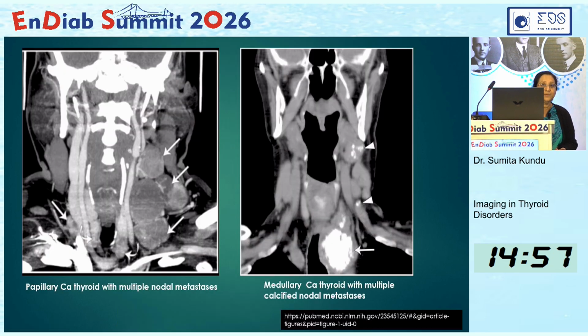CT scan and MRI both are helpful in evaluation of the extent of metastasis in thyroid malignancies. For instance, this is a papillary carcinoma of the thyroid showing multiple nodal metastasis. This is a medullary carcinoma of the thyroid with multiple calcified nodal metastasis. You can see multiple nodes with heavy calcification in this one.